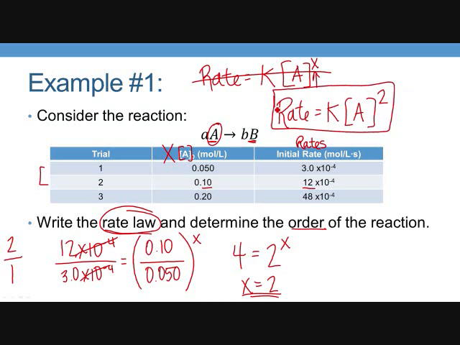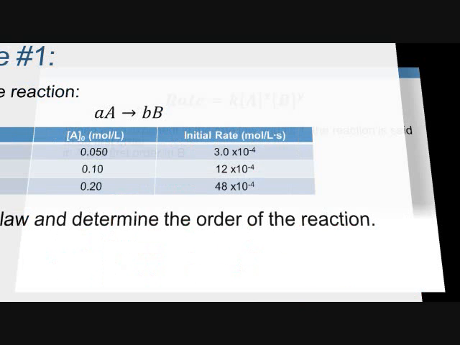And then the other part of the answer, the order, is the exponent. So that means if it's 2, that means that it is second order, because x equals 2. Okay? If it was a 1, it would be first order. If it was a 3, it would be third order. But since it's a 2, it is second order. Okay, so you might have to do those two things when you are solving your problems for this section. But what if you have more than one reactant?